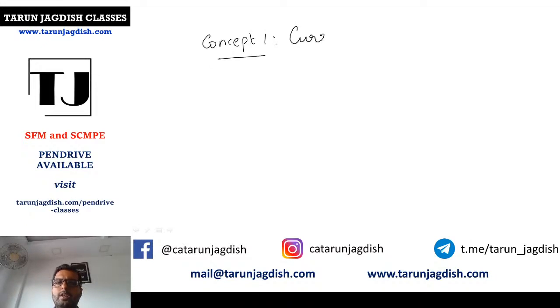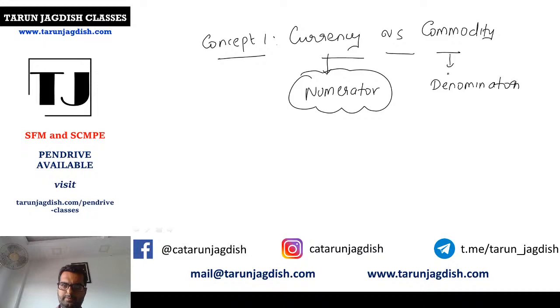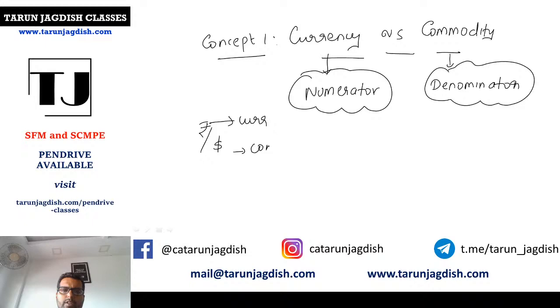Concept number one, we learned currency versus commodity, where I told you that currency is always the numerator and commodity is always the denominator. I don't have to bother whether I'm in India or in the US. I always belong only to one place, that is the planet Earth. Everybody clear? So in exam, if you see rupee per dollar, rupee is the currency and dollar is the commodity. Everybody is clear so far?